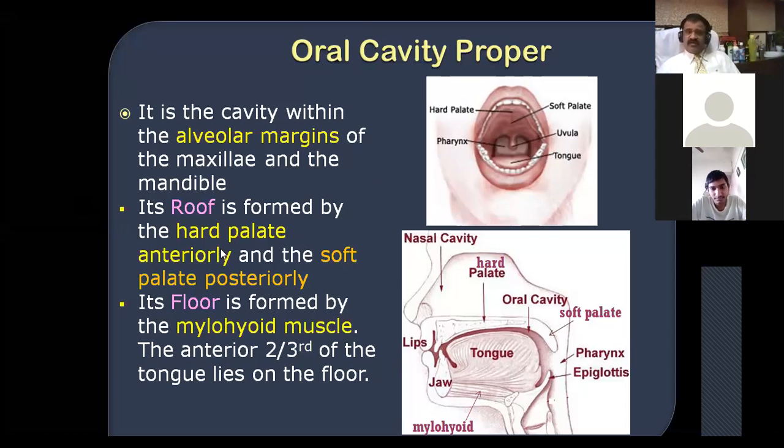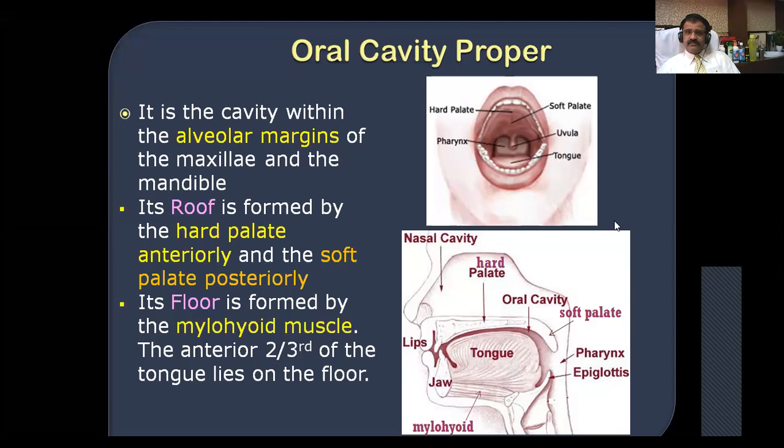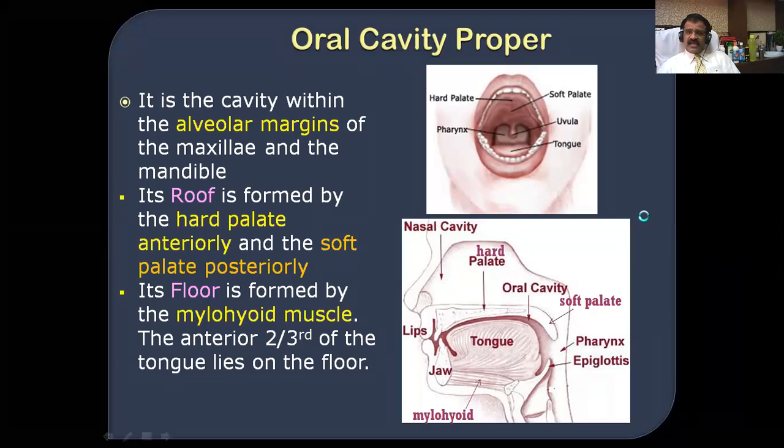And the roof of the oral cavity proper is formed by the hard palate anteriorly and the soft palate posteriorly. So the palate is hard and soft. The floor of the oral cavity proper is formed by the mylohyoid muscle, because it is just below the tongue. The anterior two-thirds of the tongue lies on the floor, because the anterior two-thirds of the tongue is mobile. So this is about the oral cavity proper boundaries.